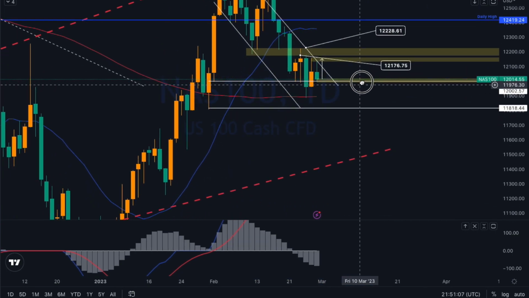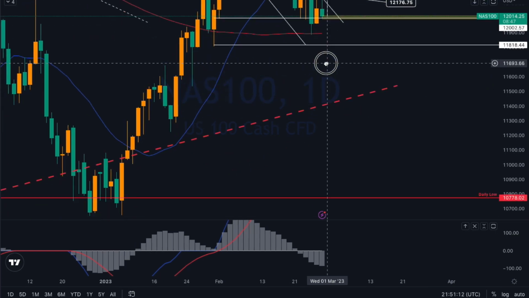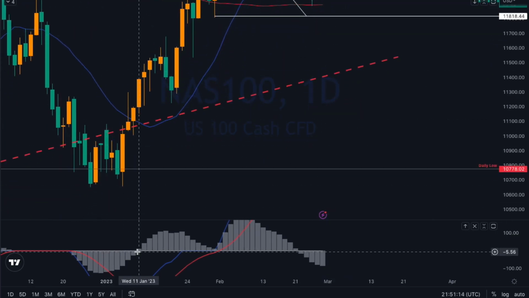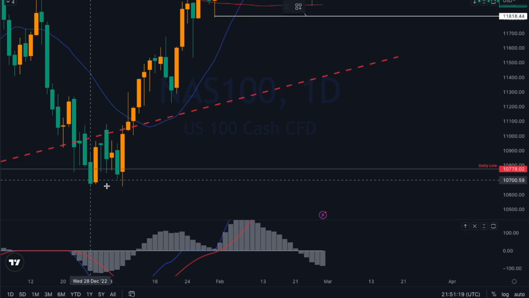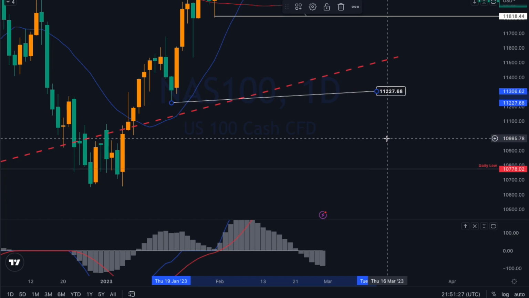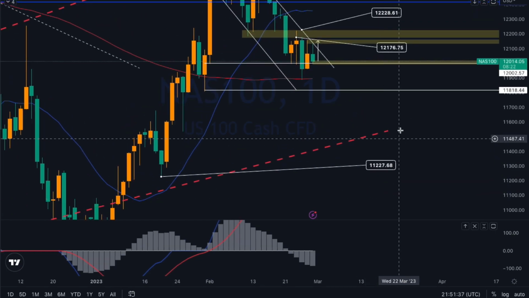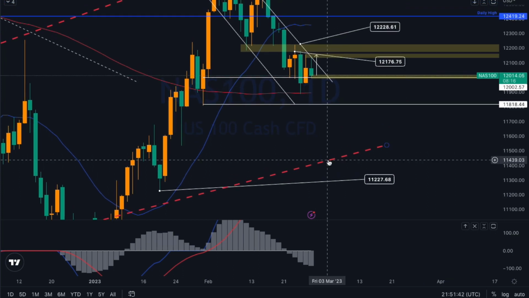On the flip side, if price closes below the 200 moving average, then my TP target, the safest TP target that I can find right now, ideally I would want to target this area right here, but I'm just going to keep it humble, and I'm just going to say I'm going to target this fractal over here, right? And that's going to be 11,227.68. So if you're looking for signals, there they are right there as to what I'm looking to do, what conditions I'm looking to take advantage of should they present themselves.